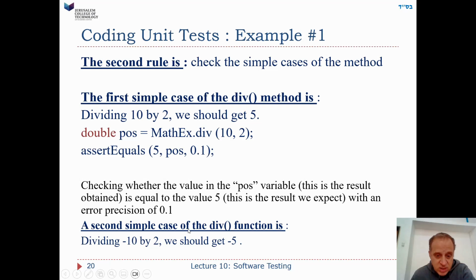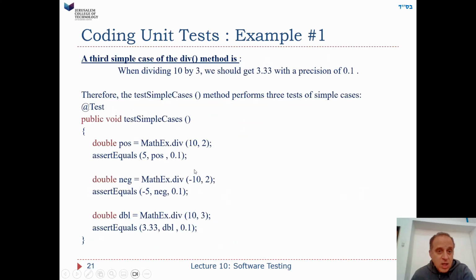A second simple case of the division function is dividing negative 10 by 2, and we should get negative 5. So we could write that here also, where we write negative 5 and negative 10. A third simple case: when dividing 10 by 3, we should get 3.33 with a precision of 0.1. Therefore, the simple test method performs 3 tests.